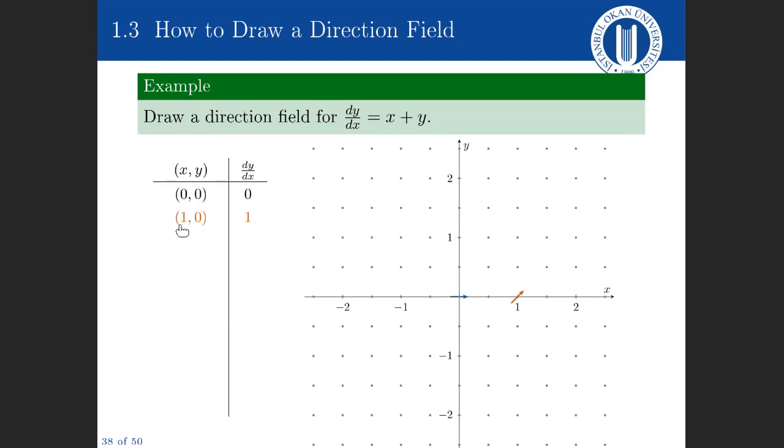Next point, the point (1, 0). Put x equal to 1 and y equal to 0 into the equation. dy/dx is equal to 1 plus 0, or 1. When the slope is equal to 1, we draw an arrow which slopes upwards with slope 1. So we're going to draw a little arrow like this, and so on. At the point (2, 0), the slope is equal to 2. So again, the arrow is pointing upwards, but it's sloping up more than the previous one. At (-1, 0), x plus y is equal to -1, where we draw an arrow sloping downwards, and so on.